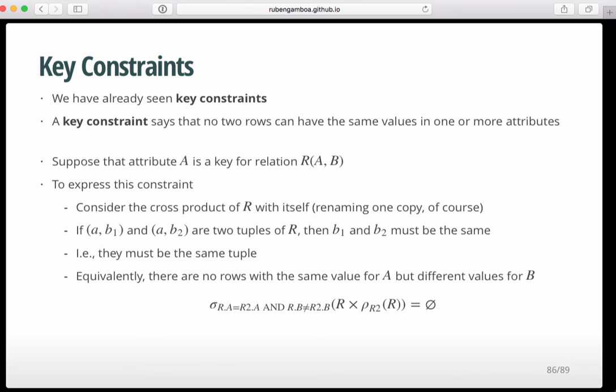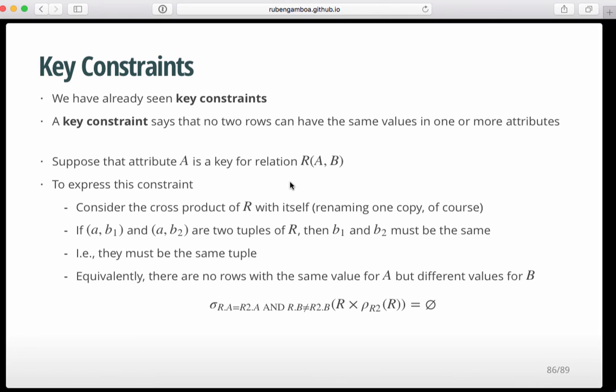Okay. Key constraints. We've already seen those, right? A key constraint says that no two rows can have the same values in those attributes, right? So let's say that attribute A is a key for relation A and B. Here's how we're going to specify the constraint. We'll take the relation and we'll take the cross product with itself. Of course, we're going to have to rename one of the copies. So now we have A and B1 and also A and B2. Those are two tuples that I found, okay? So if those are two tuples that I found that have the same A, right, because it's AB1, AB2, then actually they have to be the same tuple, because that's what it means to be a key.